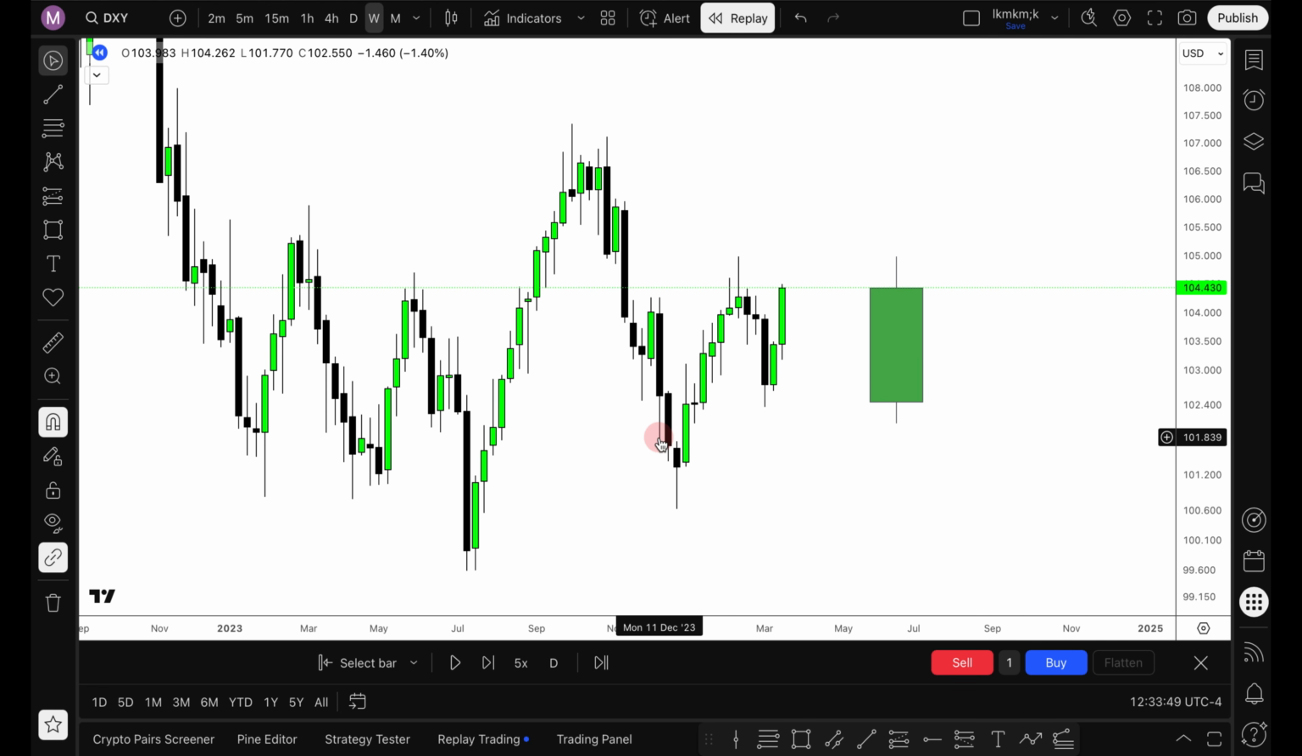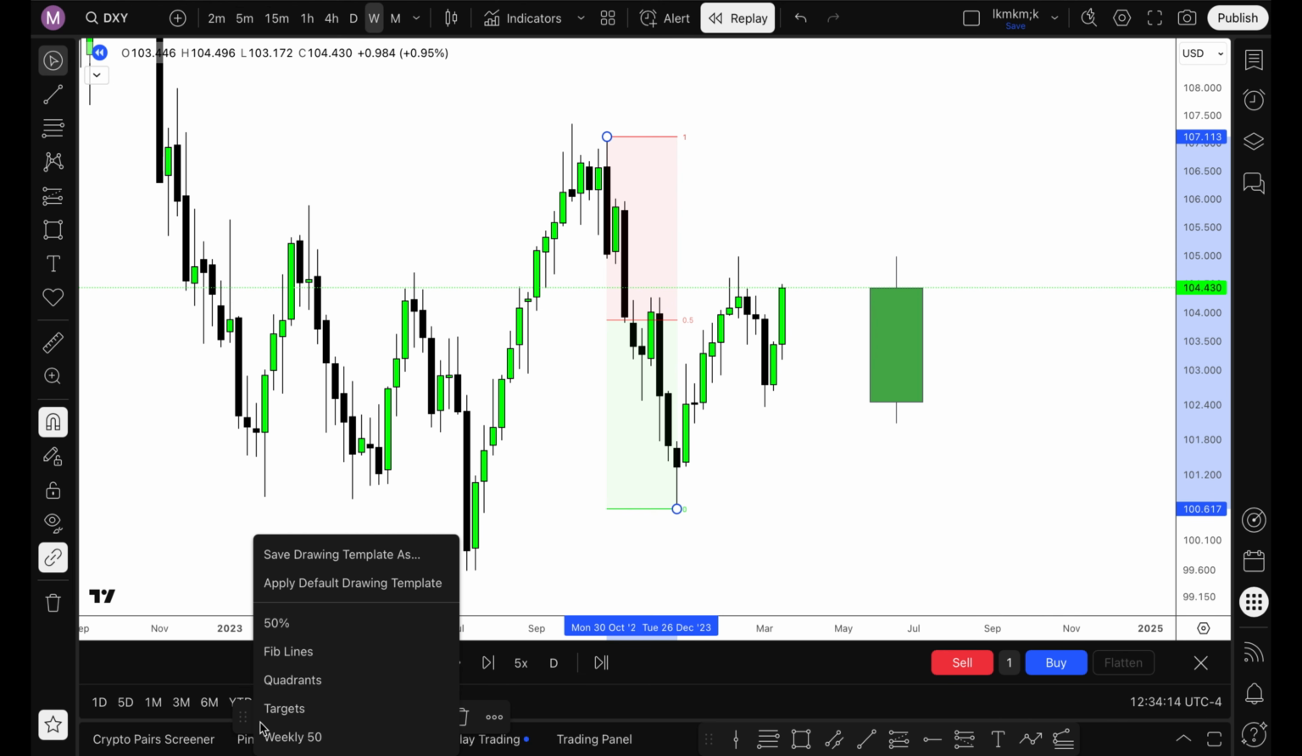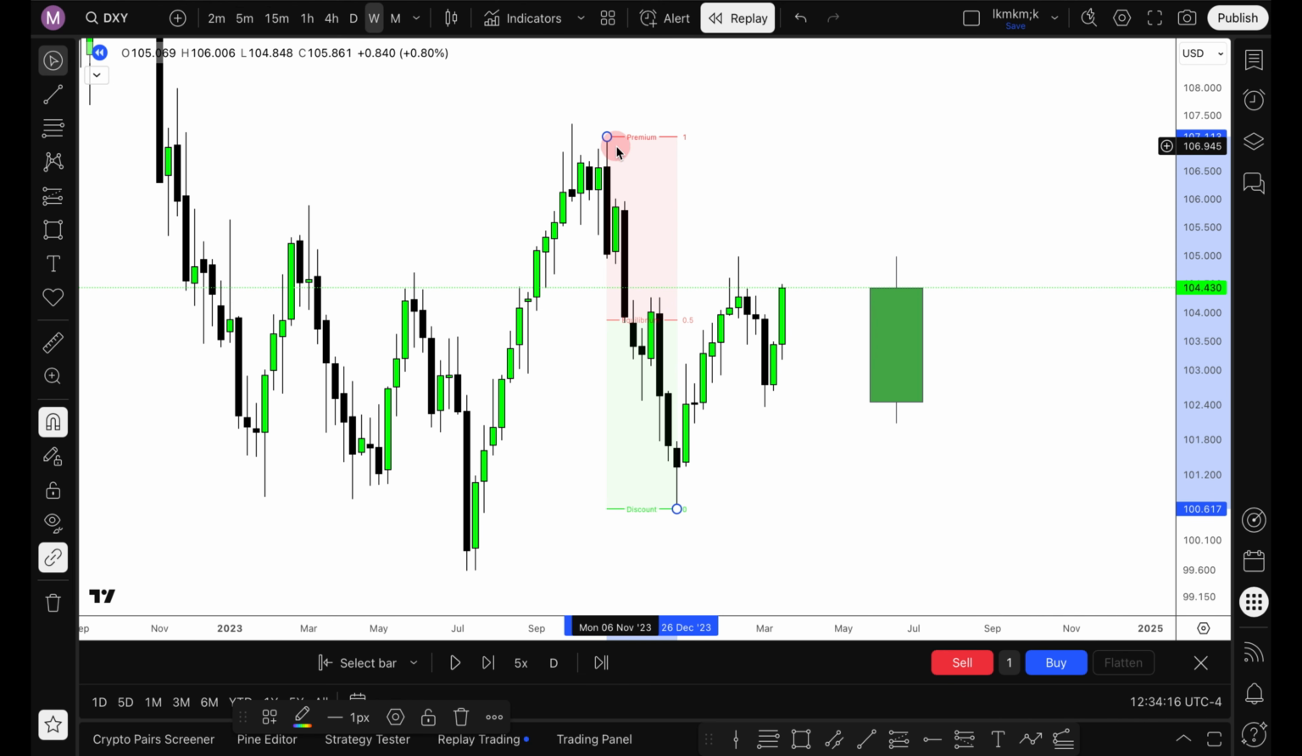For our second example, we're going to be looking at the DXY, and we're going to be looking on the weekly and the daily time frame. So starting from the weekly, we're going to get our Fibonacci retracement tool, and we're going to look for a draw on liquidity. So we're going to look at this candle, this range here from this swing high point to this swing low. I'm going to label it.